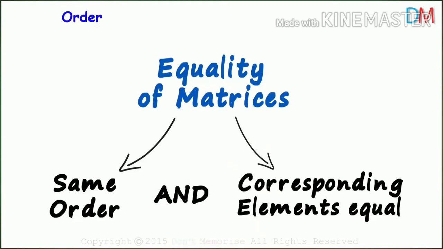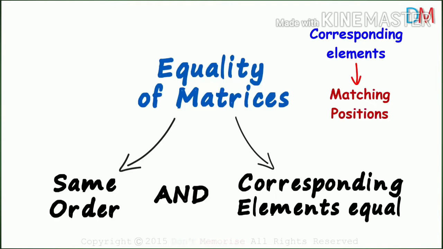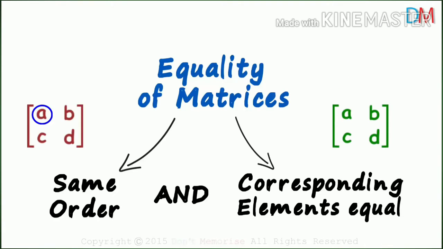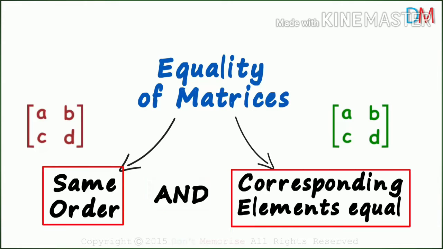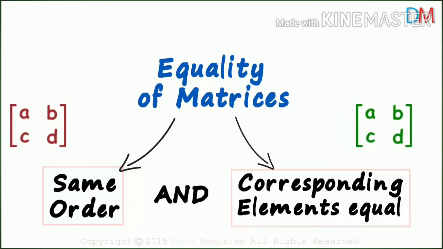We know what the order of a matrix is. It's the number of rows by the number of columns. And by corresponding elements, we mean the elements in matching positions. 1/1th element of matrix 1 must be equal to the 1/1th element of matrix 2. 1/2th element of matrix 1 must be equal to the 1/2th element of matrix 2, and so on and so forth. The word "and" is important here. Both conditions must be satisfied for them to be equal. They should have the same order and their corresponding elements must be equal.